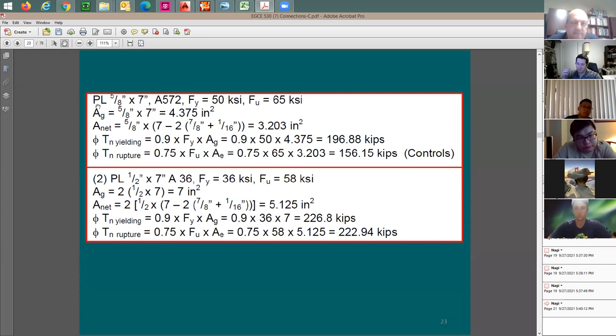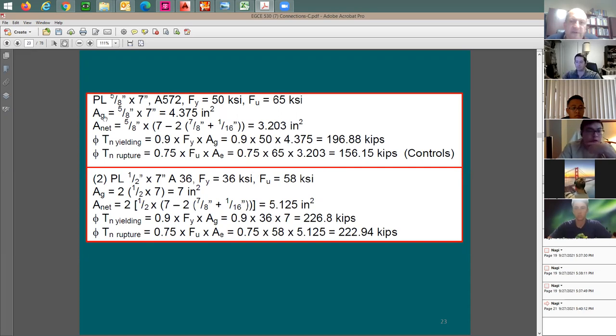Here is the first plate, A572, the 572. 5/8 times 7 inches. Go to material properties. Fy is going to be equal to 50 ksi and Fu is 65 ksi. Just want to be sure you guys know how to find Fy and Fu for this material. Am I correct? In your midterm, I'm just going to give the designation and part of your solution and answer is to find Fy and Fu from the appropriate table.